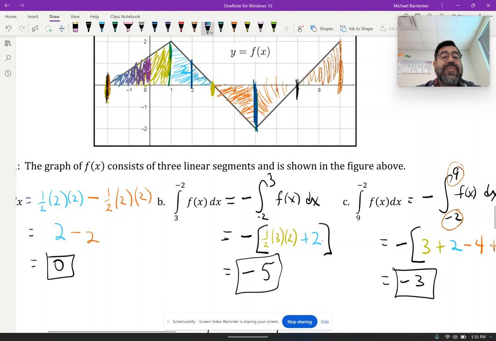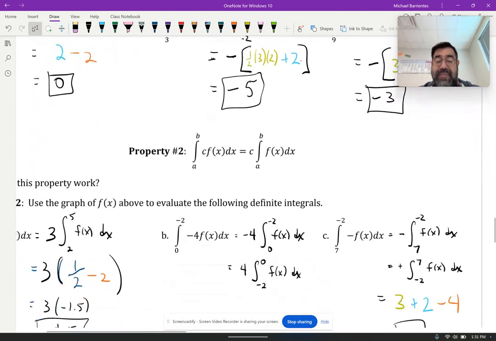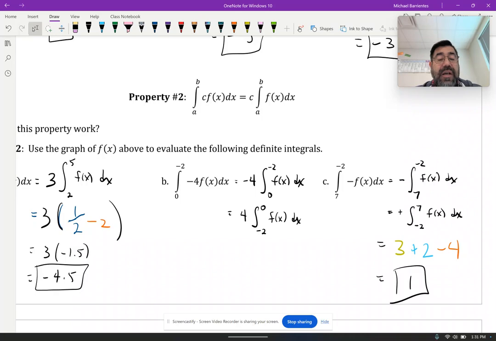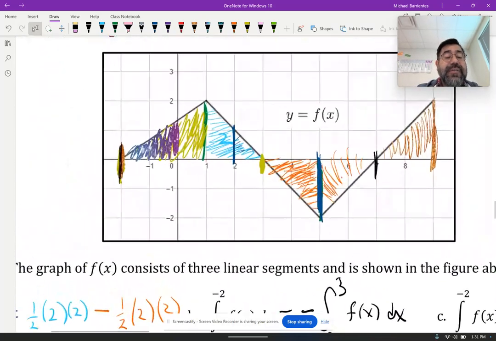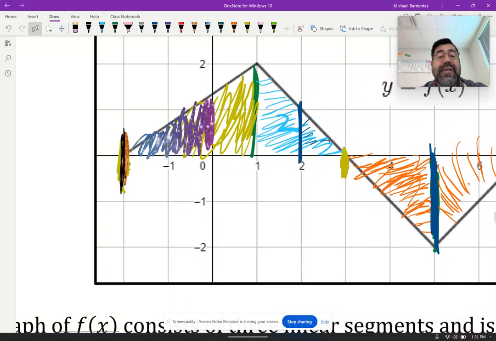I like this problem. Did I set it up correctly? Negative 2 to 0. Yeah. Negative 2 to 0. What's the problem here? I don't know what the height is there because it's not 1.5. How can I figure out what that is?